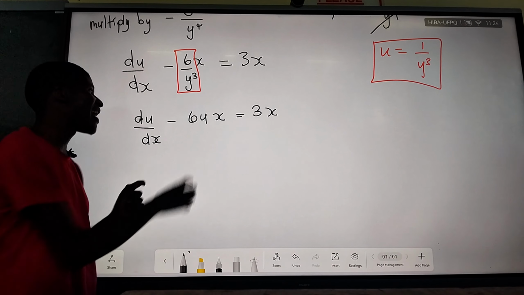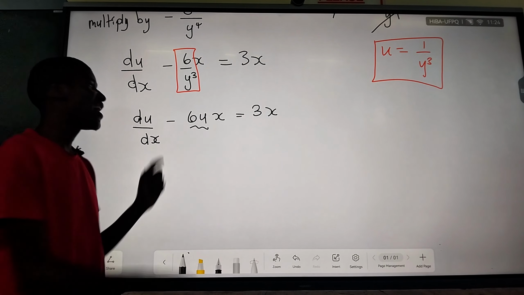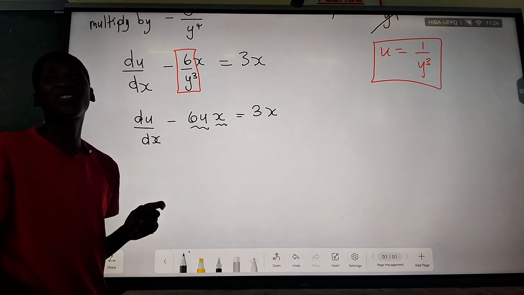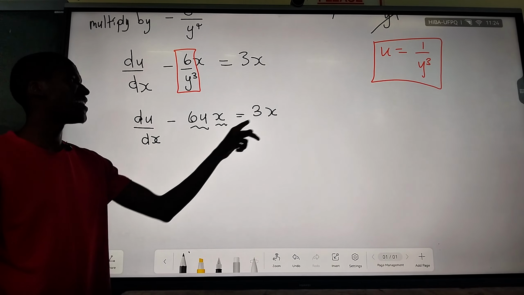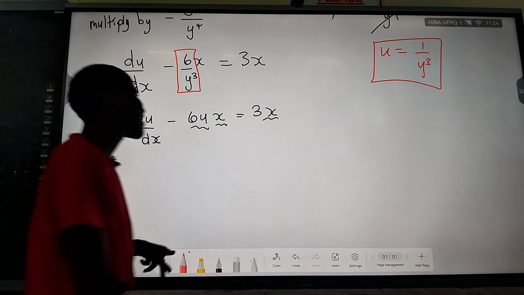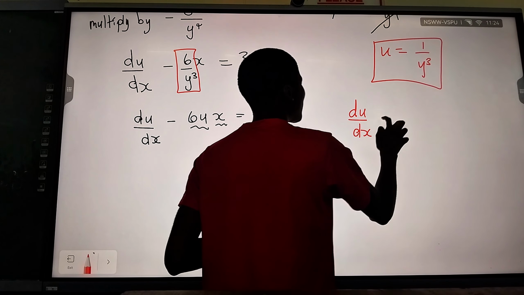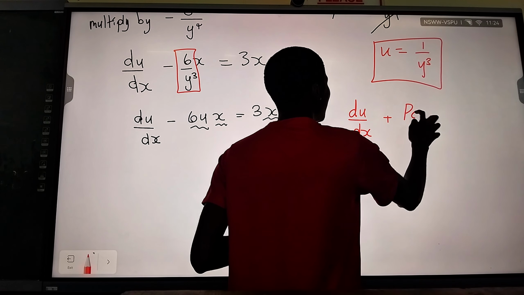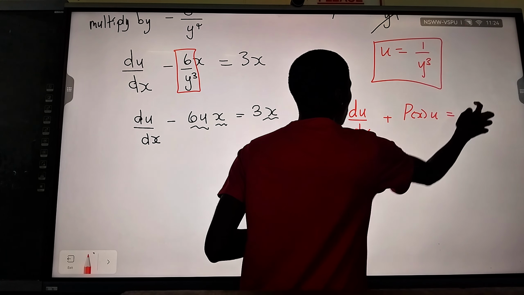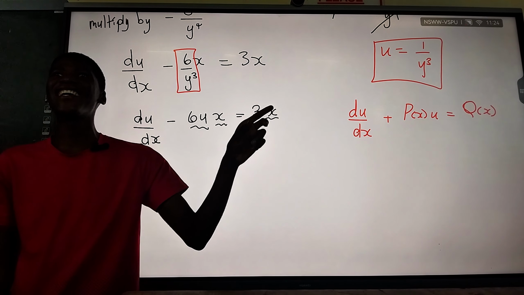So du dx is a first order differential equation. And then look, this is 6u, it's a function of u. And this is times x. So it's more like our p of x, and here is our q of x. So this is a linear differential equation. Because a linear differential equation, we write it as, in this case with respect to u, du dx plus p of x times u equals q of x. I treat u as y, it's the same thing.